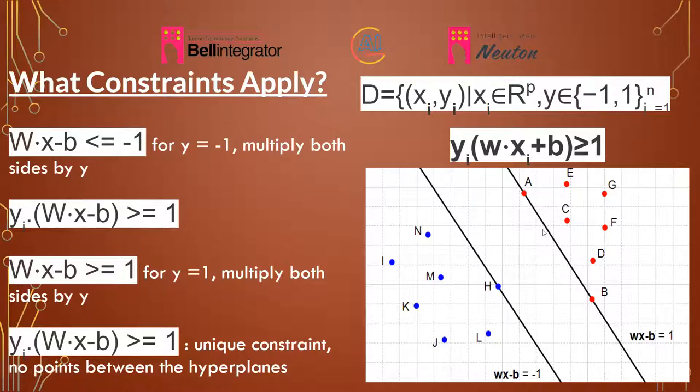Likewise, for points belonging to the red category, which in this case is labeled 1, what I will have is w dot x minus b is greater than or equal to 1. And here y is equal to 1, so nothing happens. The sign of the inequality doesn't change when I multiply by y, and I land up with yi times w dot x minus b is greater than or equal to 1. The point is that these two equations are identical to each other and therefore define a unique constraint for no points to lie in between the hyperplanes. And this is what I'm trying to show here. So if I have a set of vectors represented in this way, this is the condition that makes sure that there are no points in between the hyperplanes. And these are the constraints that I have to obey to make sure that my hyperplanes are clearly separating my classes with no points in between.